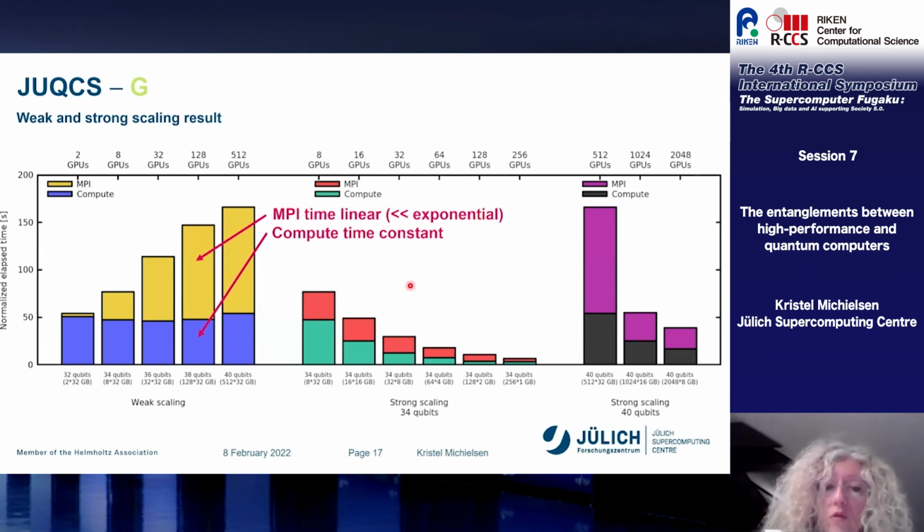The two figures on the right show the strong scaling results, one for 34 qubits and one for 40 qubits. For 34, we used 8 to 256 GPUs, and for the 40-qubit case, 512 to 2048. Again, you see the results for the compute time and the MPI time, and here you see this exponential decrease.